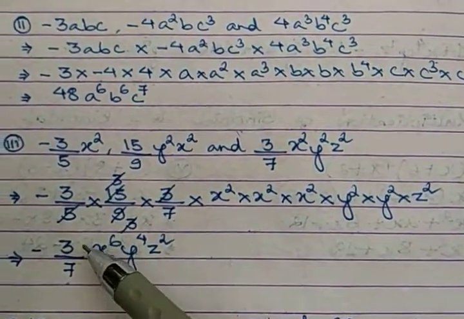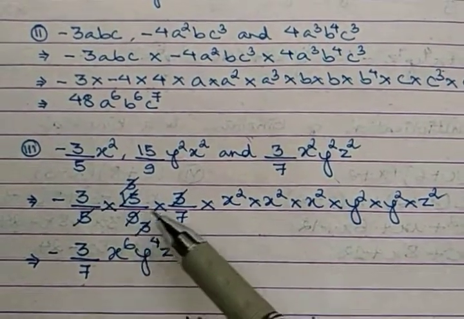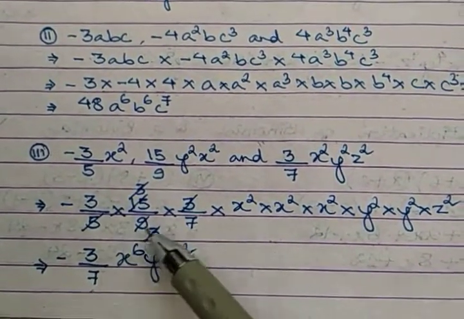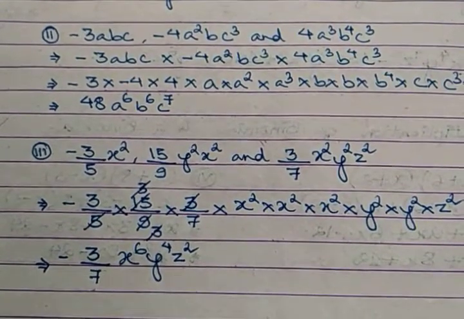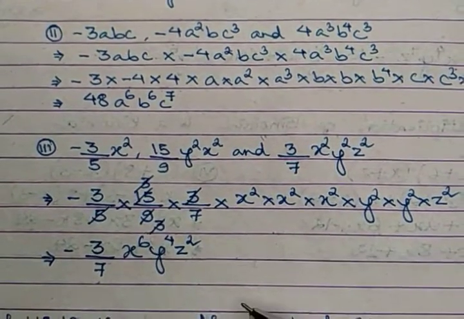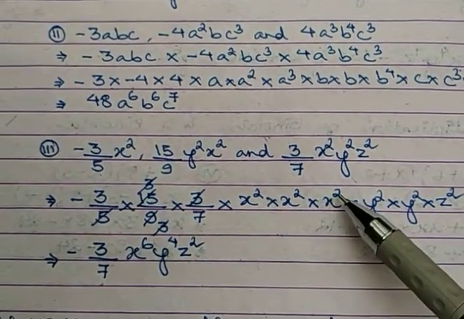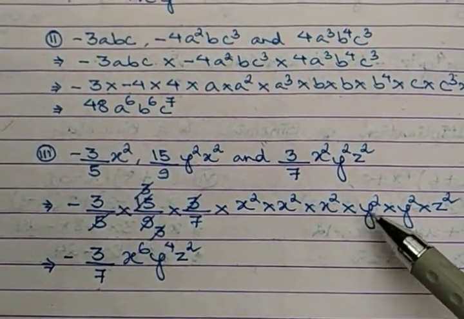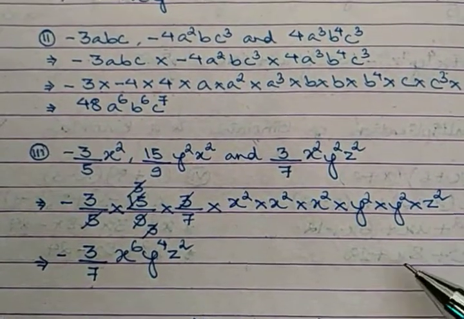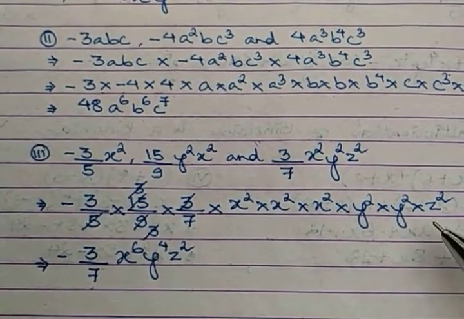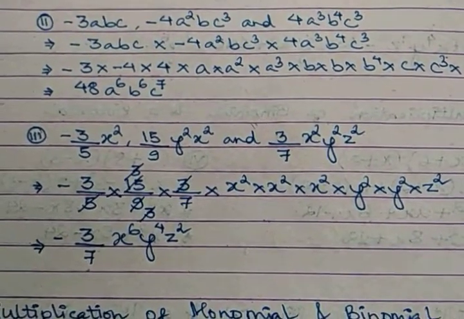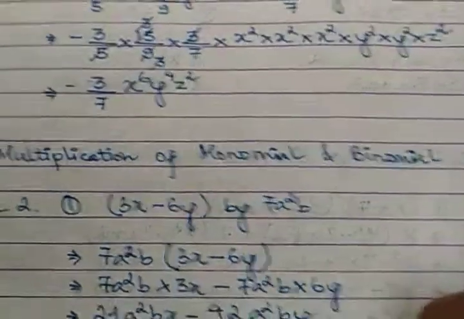Okay, so after cancelling all this, you know multiplication of fractions, how it is done, isn't it? The numerators and denominators can be cancelled. So after cancelling and all, I got minus 3 divided by 7 as my constant term. X squared and x squared, as I already said, the powers will be added. So 2 plus 2 plus 2 is 6. Y, we got y squared and y squared, so powers will be added again, y to the power 4. Z squared, it's a single variable, we don't have any other z. So it will remain as z squared. Okay, I hope you kids are understanding the lessons.